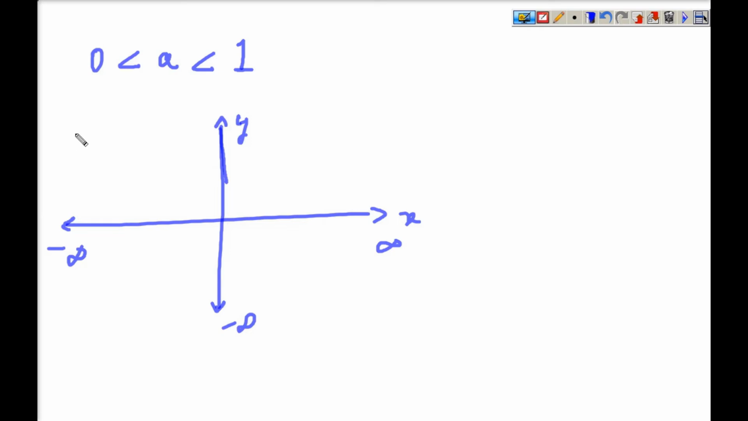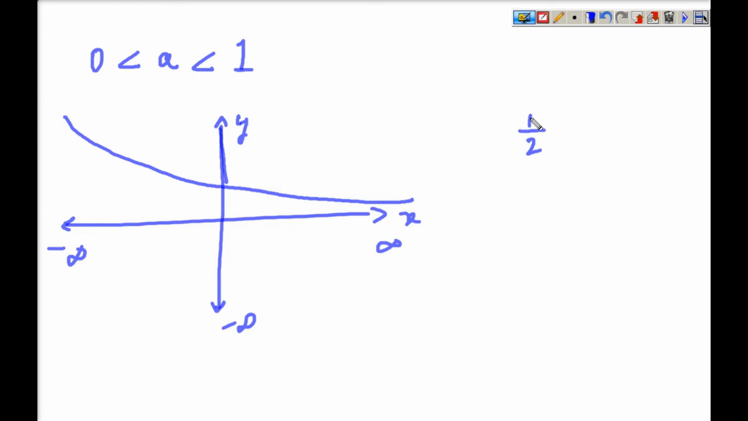Okay, so the graph of the function will be decreasing and it will be coming closer to 0 if we increase the value of x. So let's see an example. If we have a equals 1 by 2, right, it is between 0 and 1.